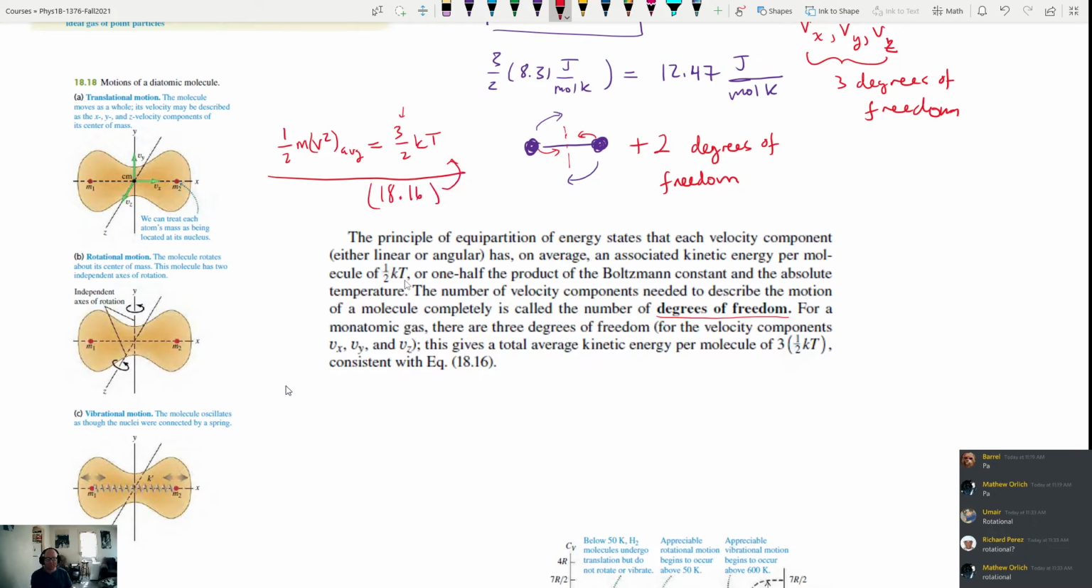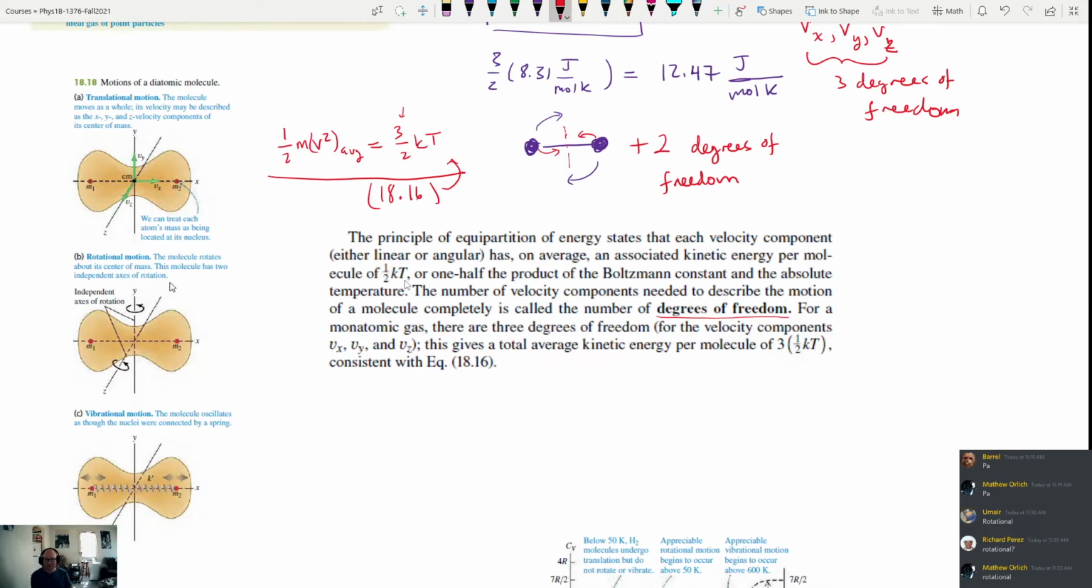Okay. But what about the diatomic molecules? So here's the motions of a diatomic molecule on the side right here. There's translational motion. The molecule moves as a whole. Its velocity may be described as the x, y, and z velocity components of its center of mass. Right? So we have Vx, Vy, and Vz for the center of mass. We can treat each atom's mass as being located at its nucleus. There's also rotational motion. The molecule rotates about its center of mass.